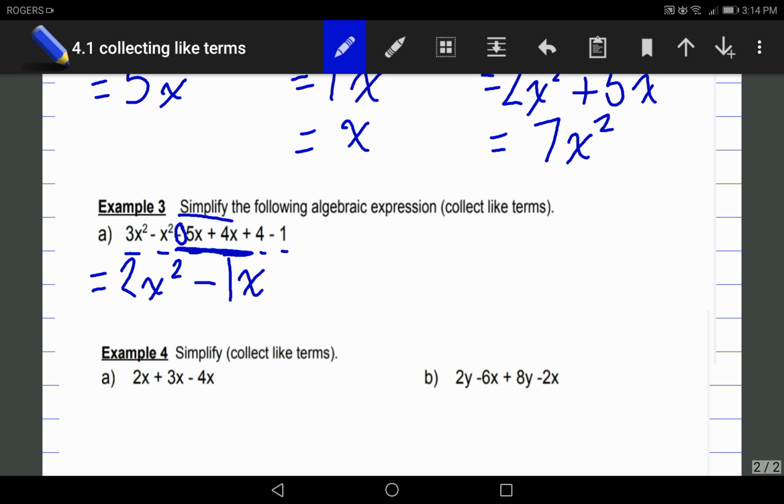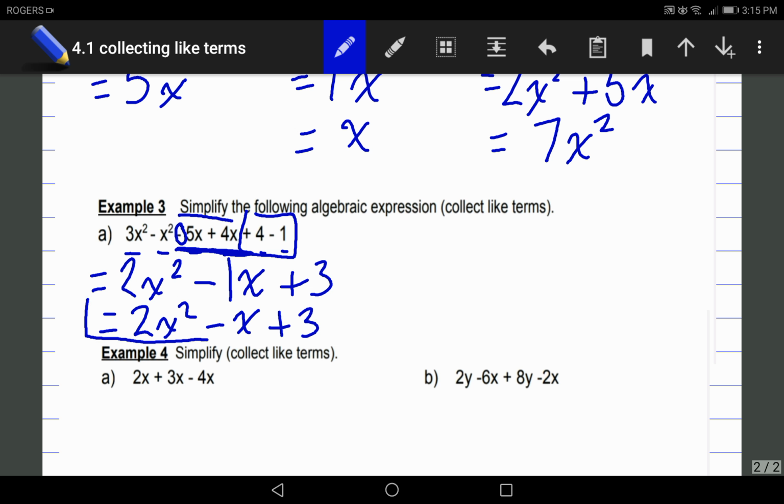So far we have 2x squared minus 1x. And now in your calculator again, just do a positive 4 minus 1, which is positive 3. So our final answer there, if I were to write this properly, is 2x squared, and instead of minus 1x, simply put just minus x, and then plus 3. Okay, that's our final answer.